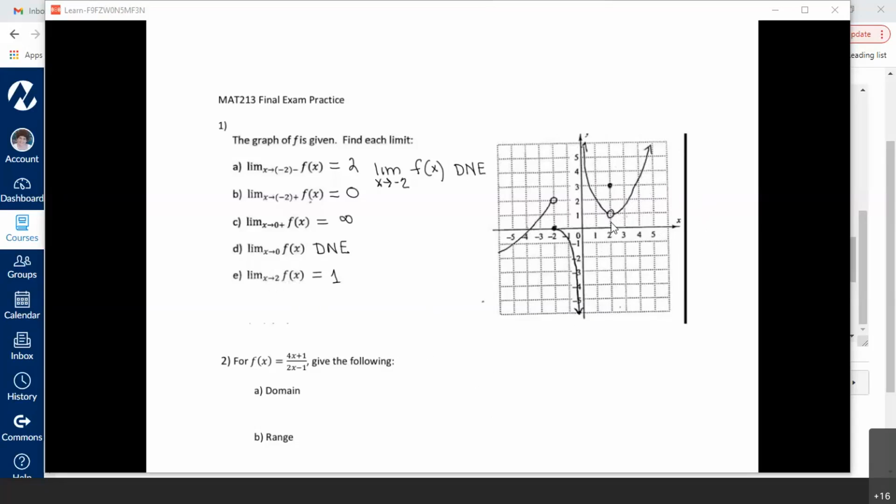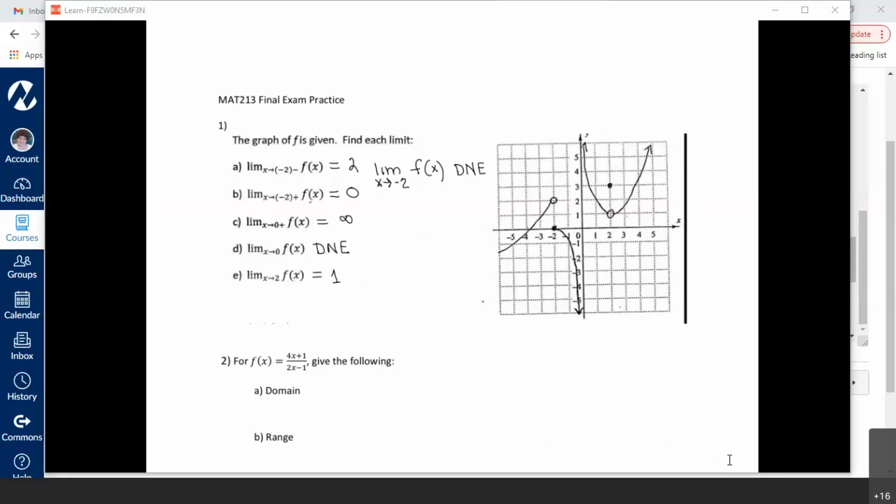Is that the function value? No. If you take a look, the function at 2 is not 1. Okay, it's 3. So f of 2 is 3. It's not the same as the limit. Why is that? There's a discontinuity here, a hole.